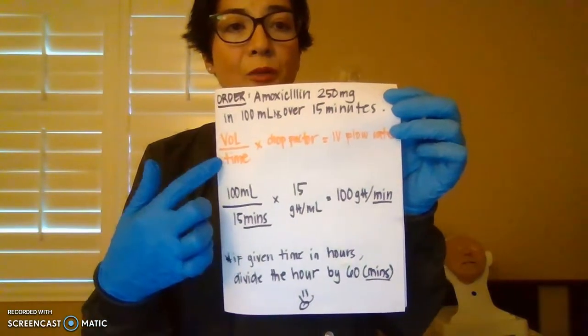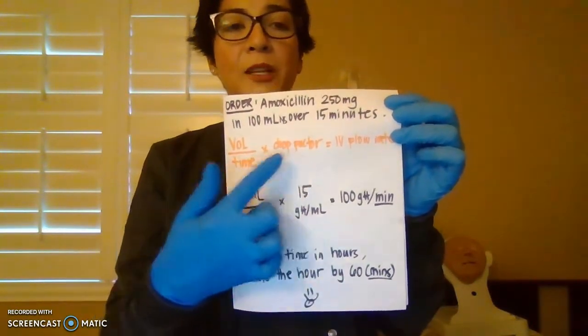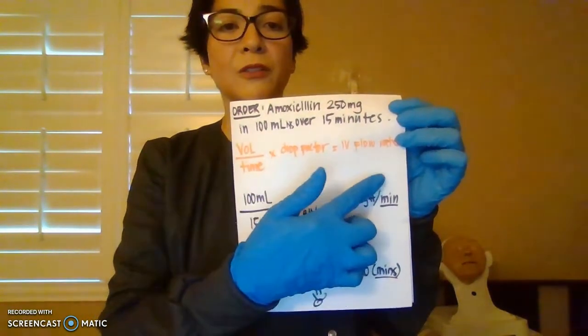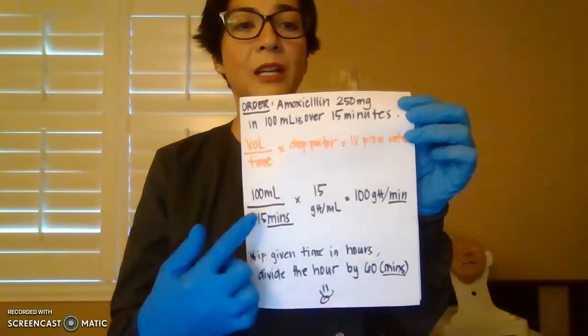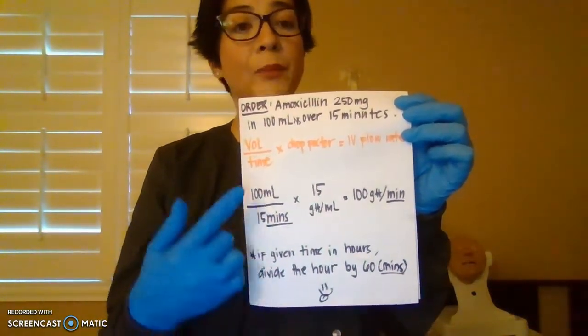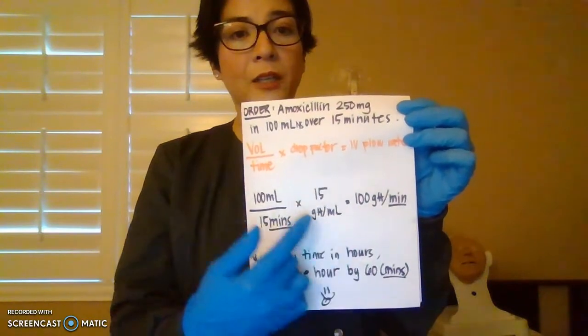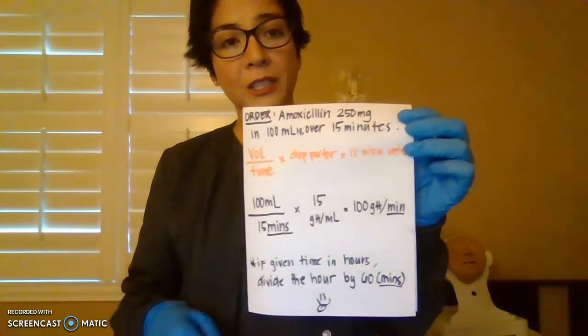Same formula. Volume over time times the drop factor, which gives you the flow rate. So that's 100 ml over 15 minutes times 15. All right, it gives you 100 GTT per minute.